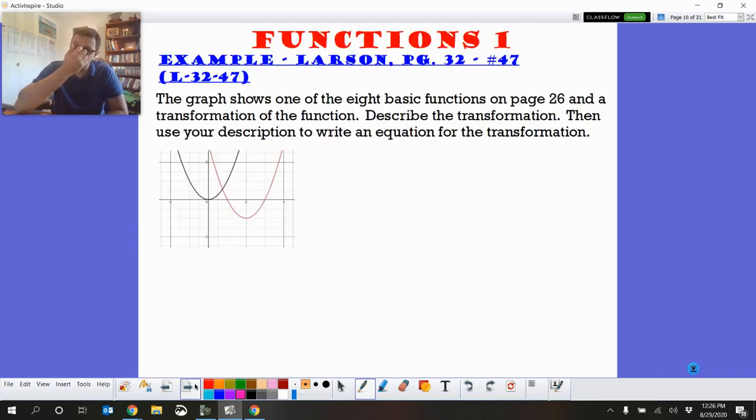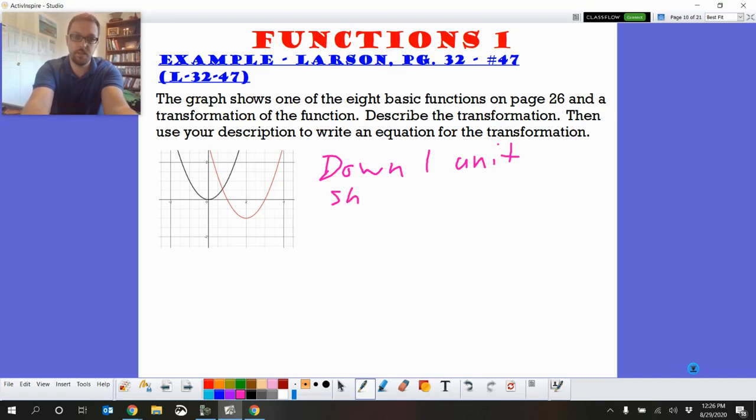So here's our graph. I recognize that as a quadratic, and I want to describe the transformation. So that's a quadratic that's been shifted down 1 unit. I can see here there's -2. So this vertex has gone down 1 unit, and it's gone 2 to the right. So I would say down 1 unit, and then shifted right 2 units.